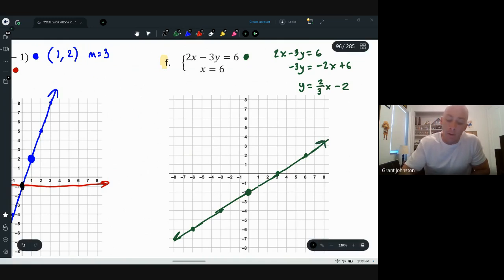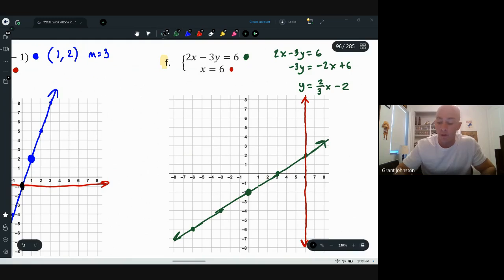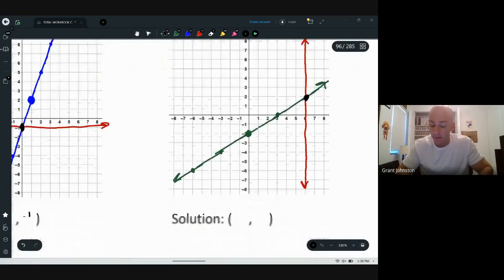All right, this is the one I really wanted to show you. This x equals 6. So remember, when it's y equals, it's a horizontal line at that y value. When it's x equals, it's a vertical line at that x value. So it's a vertical line at x equals 6. So the solution is where they cross, 6, 2.